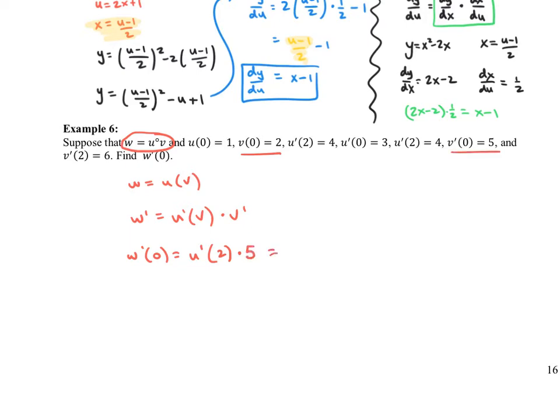And u prime of 2 is going to be 4. So we have 4 times 5, and so our answer here is 20. So we're picking through the information they give us. They give us some information that's helpful, some information that's not helpful, and we're just trying to work through and come up with our derivative using the chain rule. Okay, let's move on to the next page.